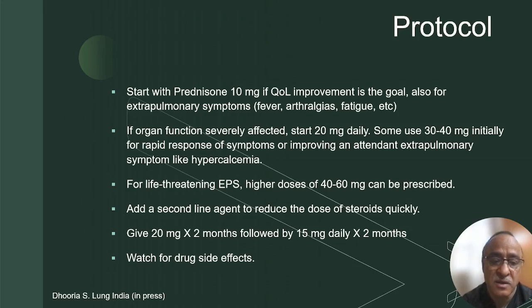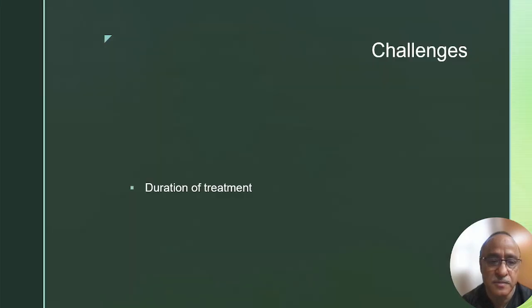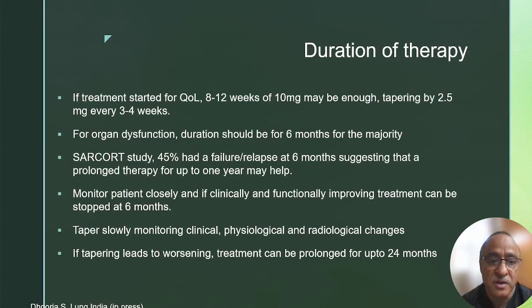For life-threatening extrapulmonary sarcoid, we might use even higher doses. 40 to 60 milligrams have been used. We use a second-line agent. It can be used upfront to reduce the dose of steroids quickly. Give 20 milligrams for 2 months, followed by 15 milligrams daily for 2 months, and always watch for drug side effects. How long do we treat?